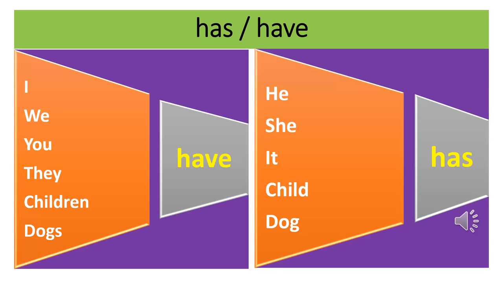I have, we have, you have, they have, children have, dogs have, he has, she has, it has, child has, and dog has.